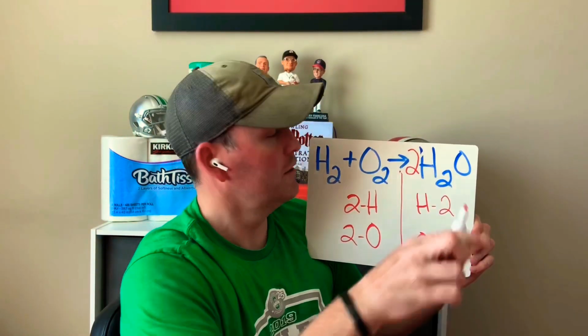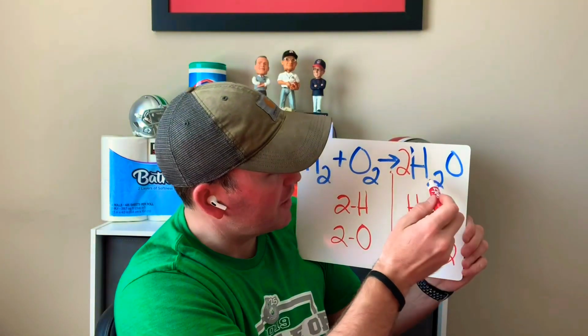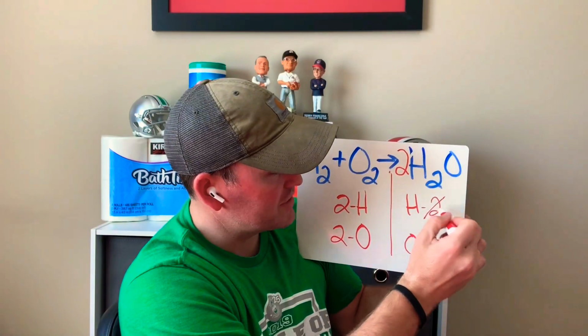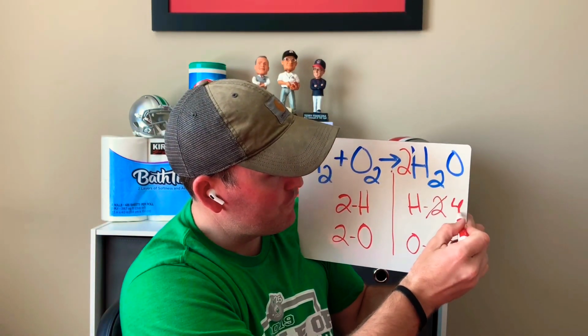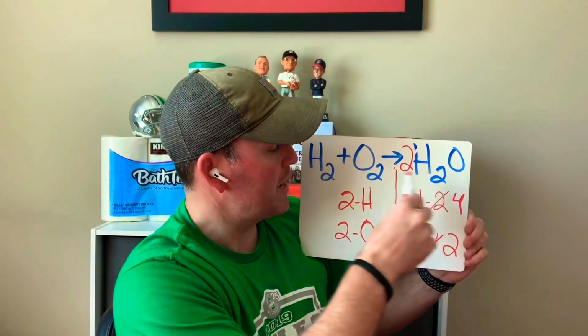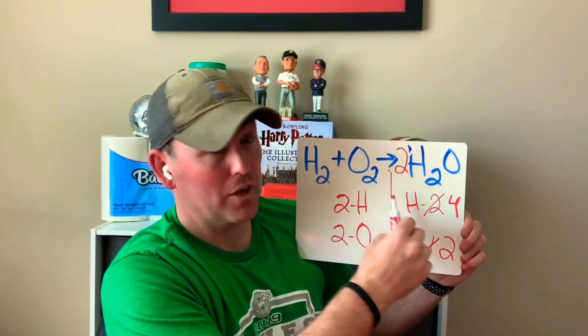But wait, since I put the 2 here, how many hydrogens do I have now? This is where I really got to go back and look at this. How many hydrogens do I have? Well, I have H2, but now I have 2 H2s. So instead of having 2 hydrogens, I now have 4 hydrogens. Back and look. Are we balanced? Does this equal this? No. I have 2 hydrogens over here. I have 4 hydrogens over here.